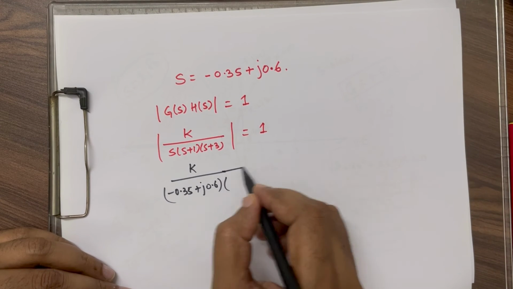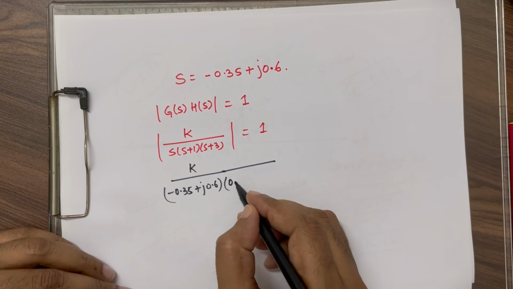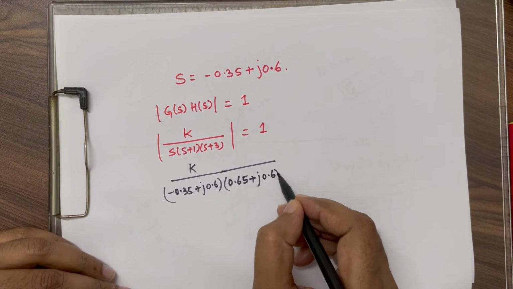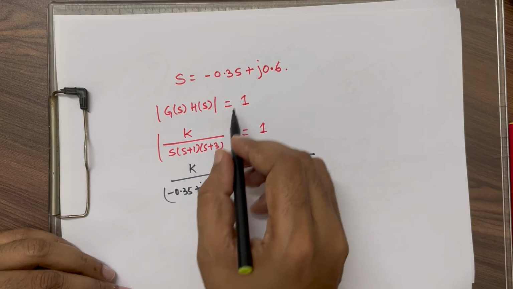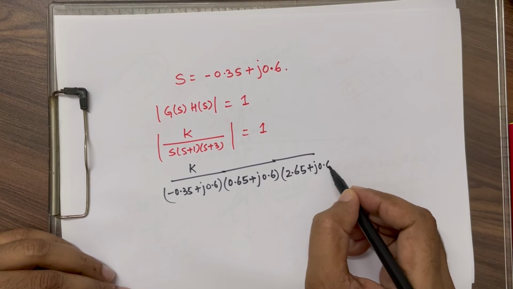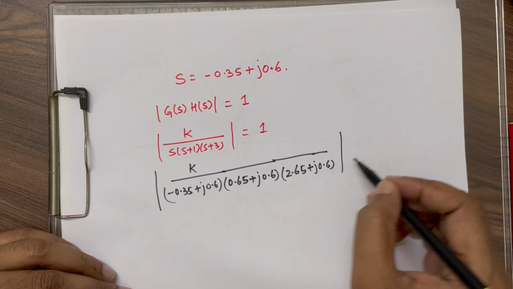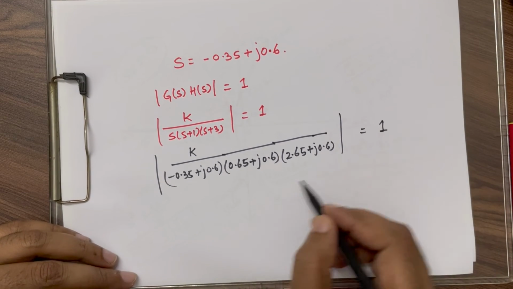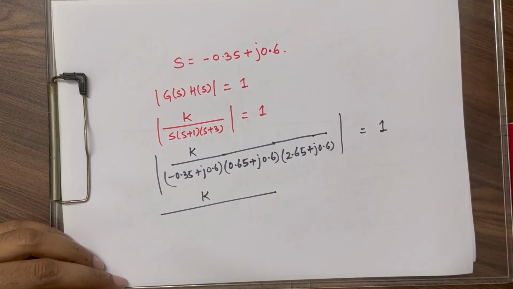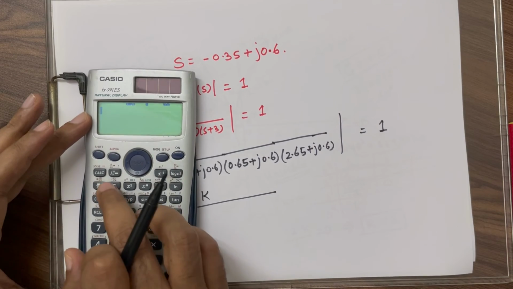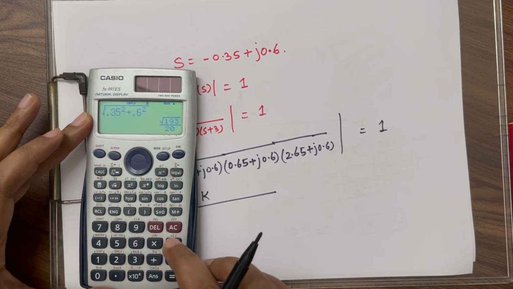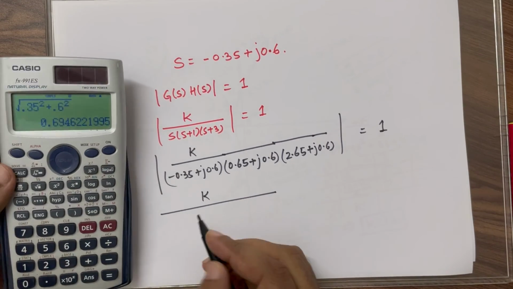Then we have s plus 1. So 1 will be adjusted over here. So it will become 0.65 plus imaginary part is still j 0.6. Then s plus 3: 3 minus 0.35 becomes 2.65 plus j 0.6. And then the magnitude must be equal to 1. So let us take the magnitude of this below thing using the calculator. We have 0.35 square plus 0.6 square, that will be the magnitude, and the value is 0.69.